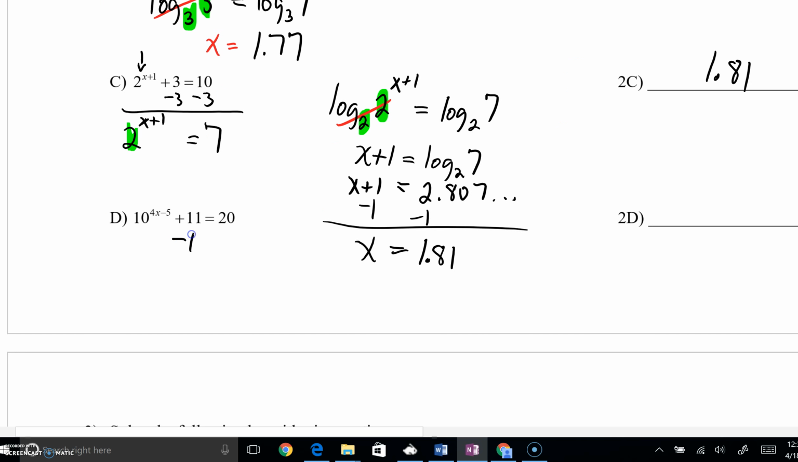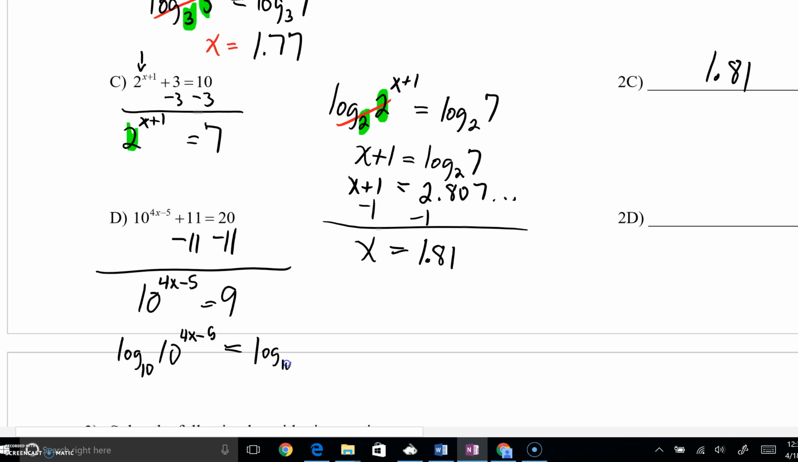Last one in number 2 right here. Let's subtract 11. 20 minus 11 is 9. And again, 9 cannot be written as a power of 10. But what I'll do is I'll take a log base 10 on both sides. We'll have the log base 10 over here. And the real cool thing is, as you're matching up, the 10s here wipe out. You're just going to collapse this down to a 4x minus 5. Log base 10 of 9.